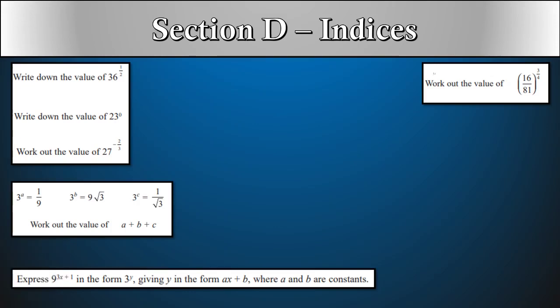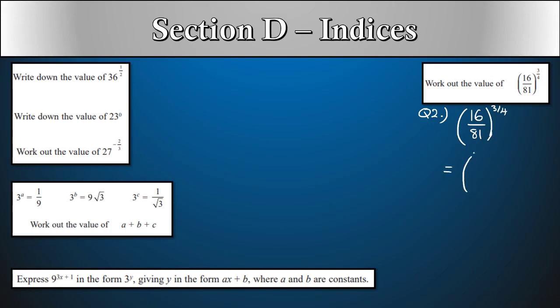So this one here, I'm going to call this question 2. I want to work out the value of 16 over 81 to the power of 3 over 4. So pretty similar to what we've just done here. What makes this one slightly trickier is that we've got this quotient, this fraction, 16 over 81. But the working is the exact same for the power. So what we do first is we look at the denominator. Because that's 4, we're taking the 4th root of the top and the bottom.